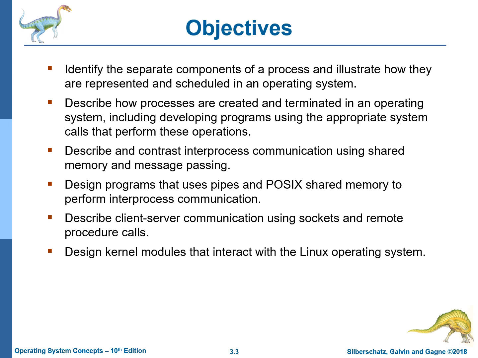The third one is to describe and contrast inter-process communication using shared memory and message passing. The fourth one is to design programs that use pipes and POSIX shared memory to perform inter-process communication. The fifth one is to describe client-server communication using sockets and remote procedure calls. And the last one is to design kernel modules that interact with the Linux operating system.